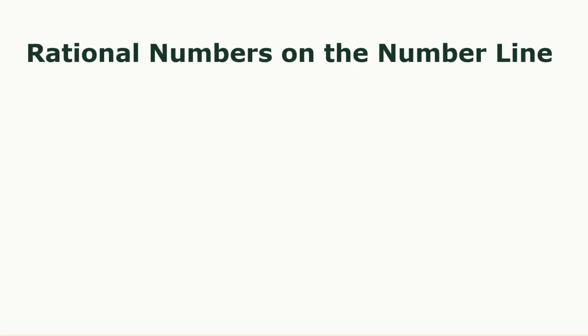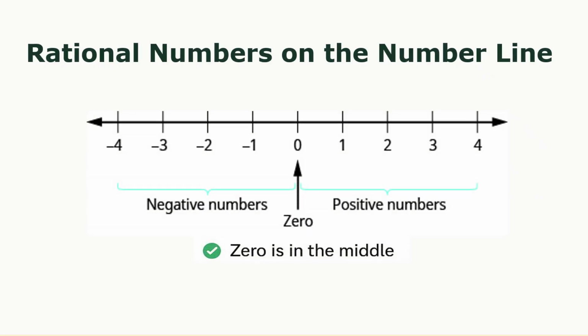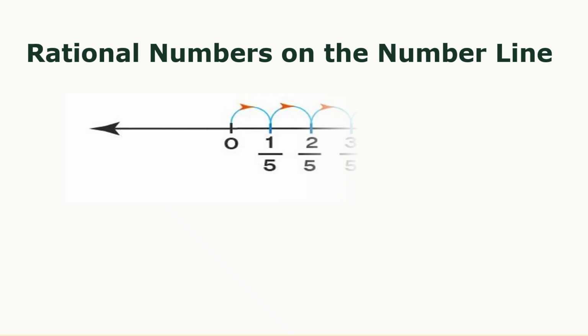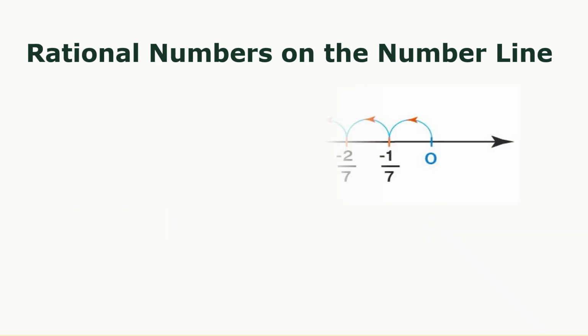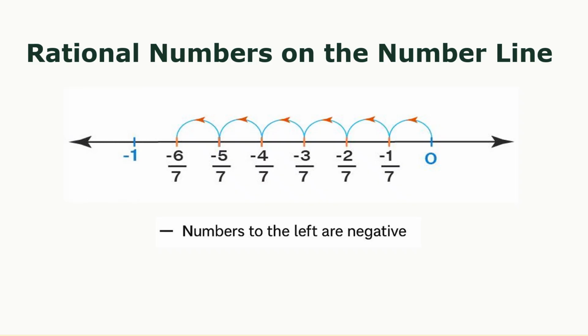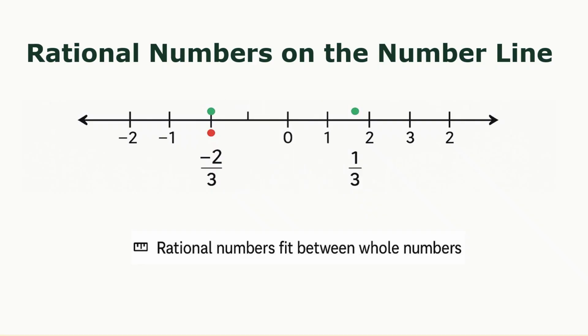This was all about operations on rational numbers. Now let's look at the number line. 0 is in the middle. To the right, we have positive numbers like 4/5. To the left, we have negative numbers like minus 2/7. And rational numbers fit neatly between whole numbers.